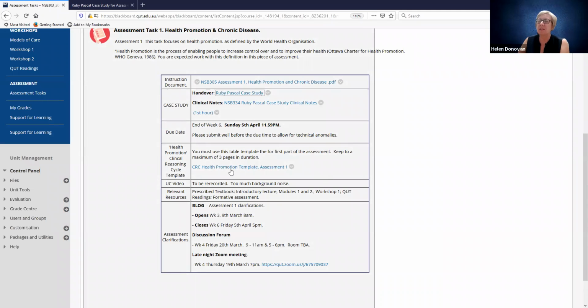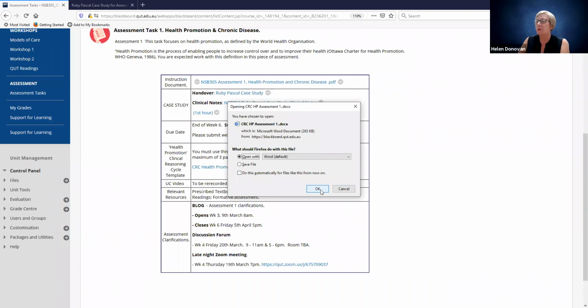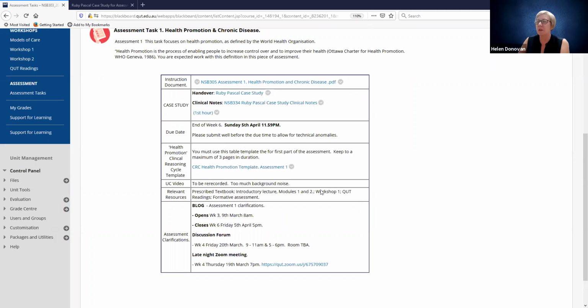The first part of the assessment asks you to create a health promotion template using the clinical reasoning cycle. So this is the one that I have provided you with here. Make sure you only use this one. Don't use any other template, only this one. There are 3 pages, and you are only to complete 3 pages, no more than that.